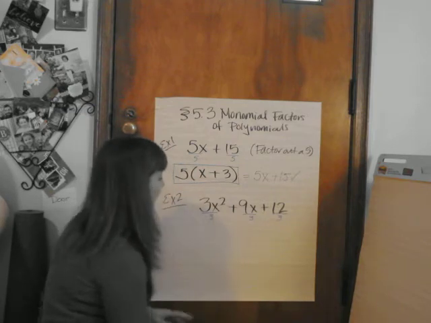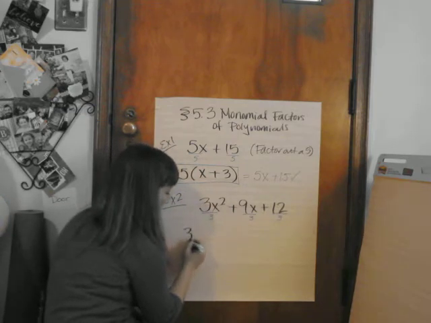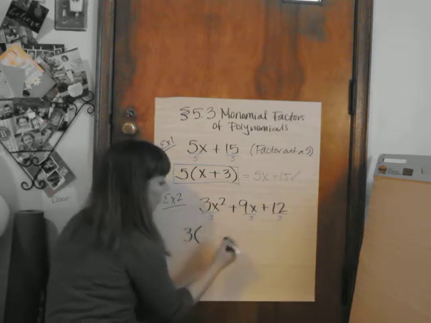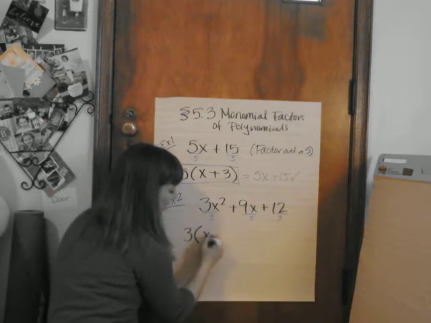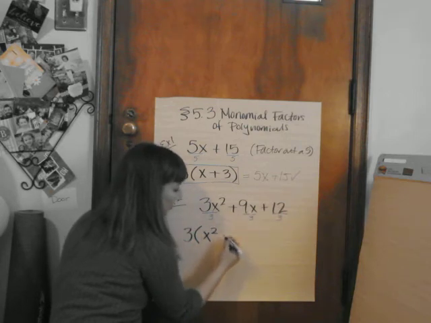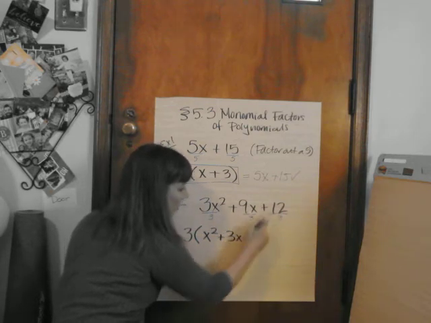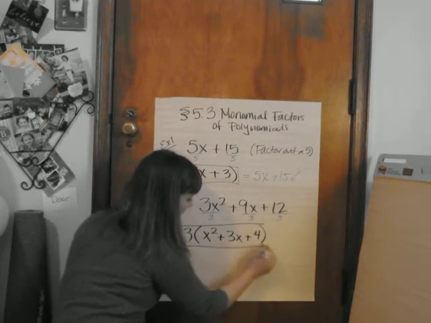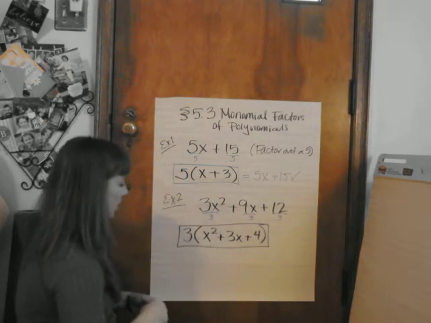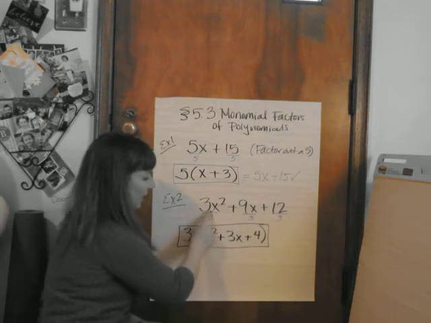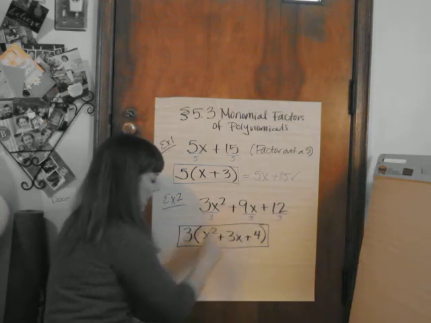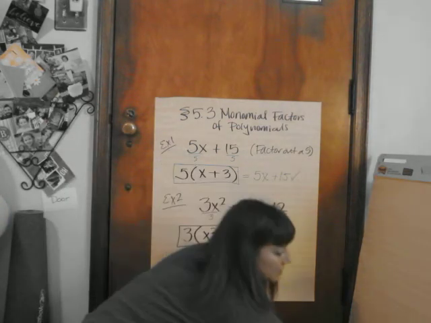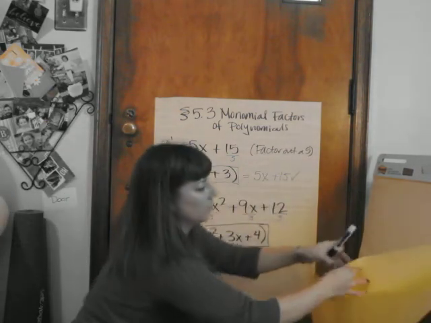If I take a 3 out of 3x squared, what I'm dividing by goes on the outside of the parenthesis. 3x squared divided by 3 is x squared. 9x divided by 3 is 3x. And 12 divided by 3 is 4. You can check your work. It's 3 times x squared, 3x squared, 3 times 3x, 9x, and 3 times 4, 12. It is, so I made it work. So it's correct. Okay?